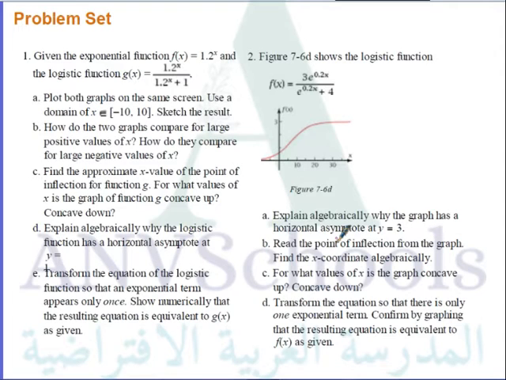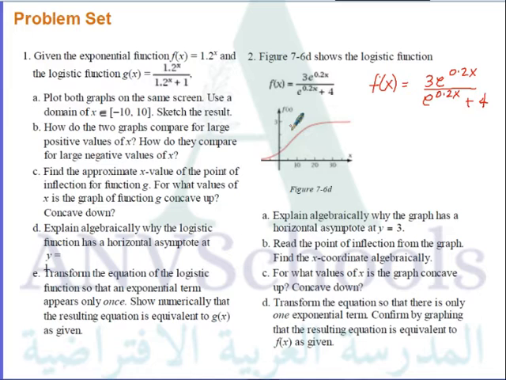Now let's do number 2. Figure 7-6D shows the logistic function f of x is equal to 3e raised to 0.2x over e raised to 0.2x plus 4. So let me write that again. f of x is equal to 3e^0.2x over e^0.2x plus 4. And this is the graph of that function.